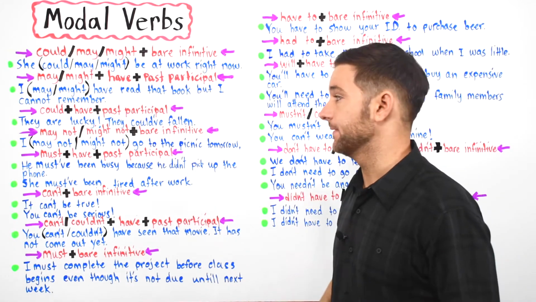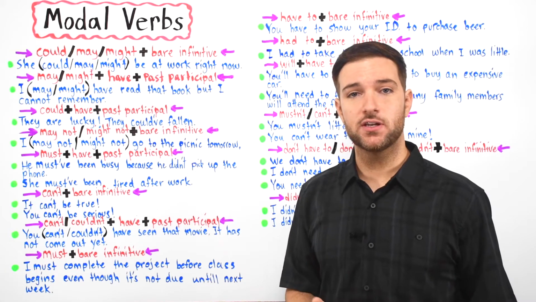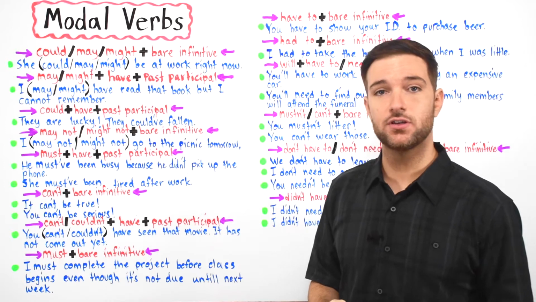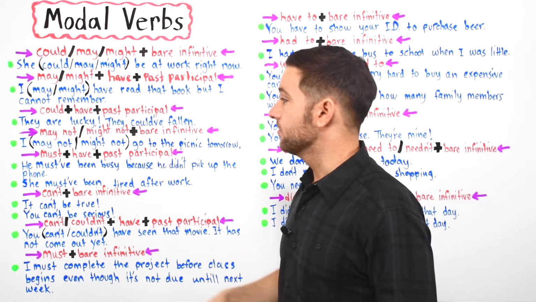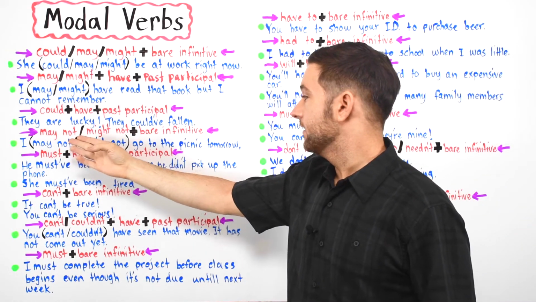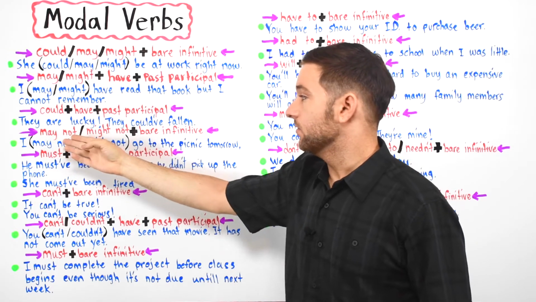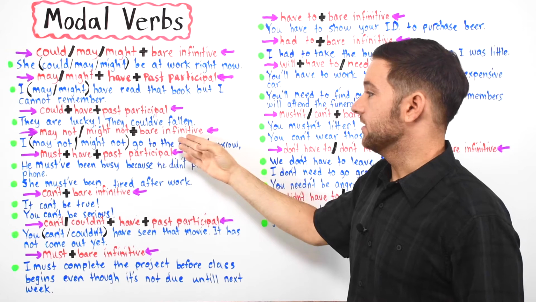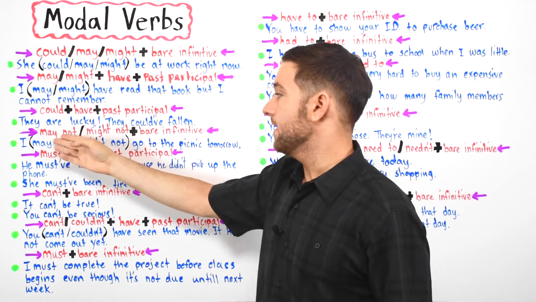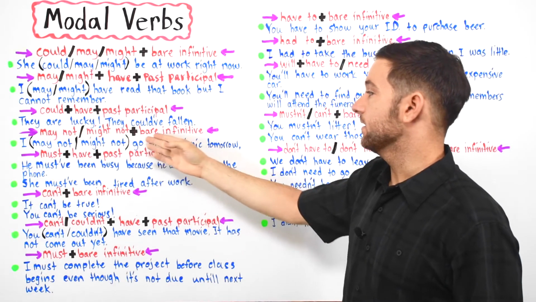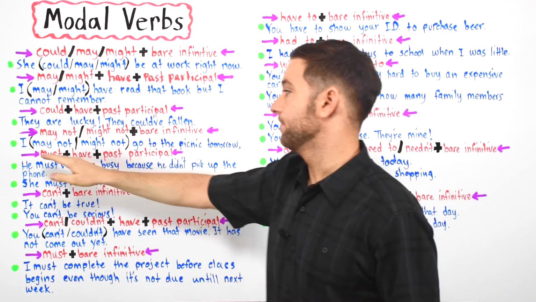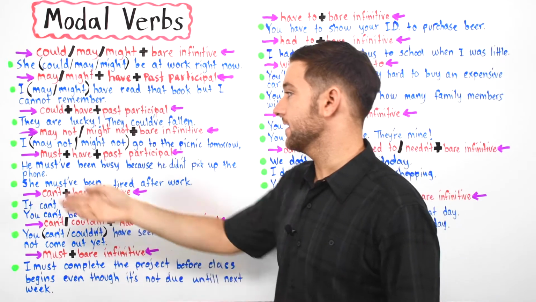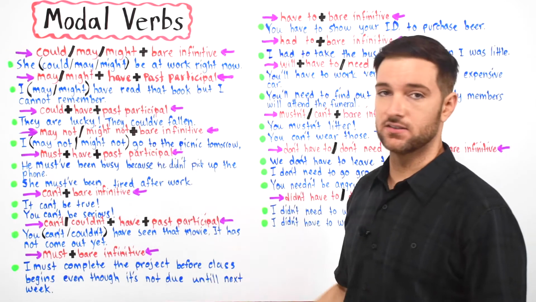Okay, it didn't happen. Now, when we want to talk about something that is improbable to happen in the present or in the future, then we use the verbs may not, or might not, okay? And then you add the bare infinitive again. So again, may not, might not, plus the bare infinitive. For example, I may not go to the picnic tomorrow. Or you can say, I might not go to the picnic tomorrow.